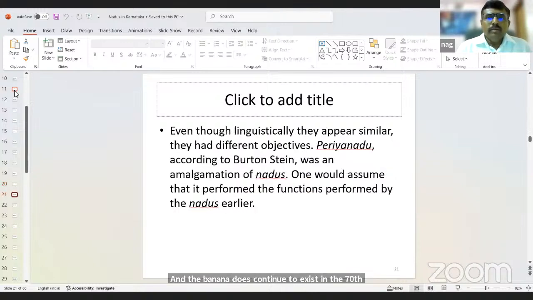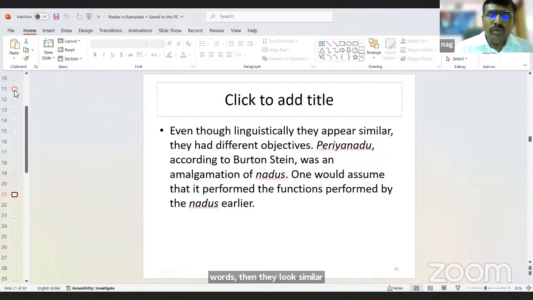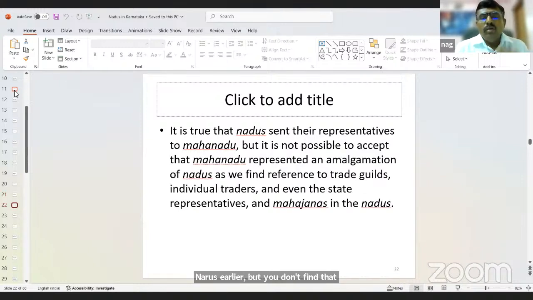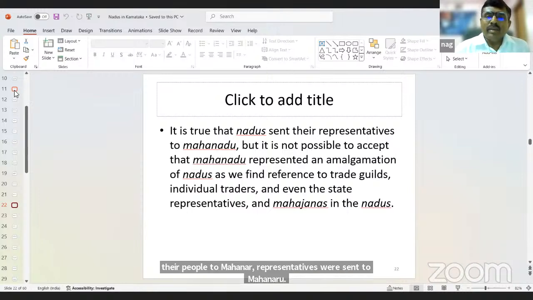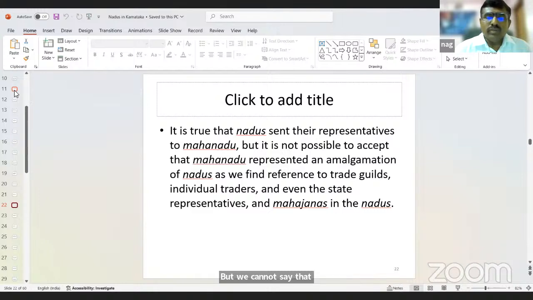Now, Periyanadu and Mahanadu look similar in terms of language. If you play with the words, they look similar. But Periyanadu, according to Butterstein, was an amalgamation of Nadus. So it would perform the functions performed by the Nadus earlier, but you don't find that Mahanadus are the same as Nadus. In Karnataka, Nadus did send their representatives to Mahanadu. But we cannot say that Mahanadu was exactly the amalgamation of the Nadus, as we find many trade guilds, traders, and so on. So we cannot say the Mahanadus were the same as Periyanadu.